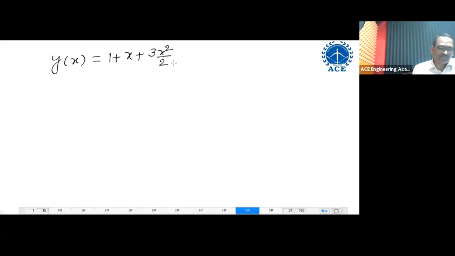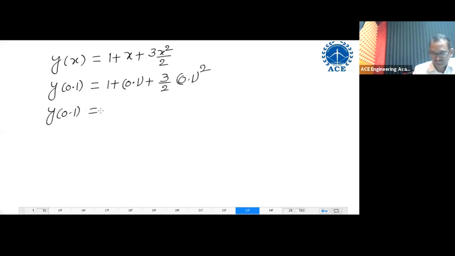But we were asked to find y of 0.1. y of 0.1 is 1 plus 0.1 plus 3 by 2 into 0.1 whole square. Simplify this and tell me the answer. I think 1.115. Yes. Option C is the right answer.